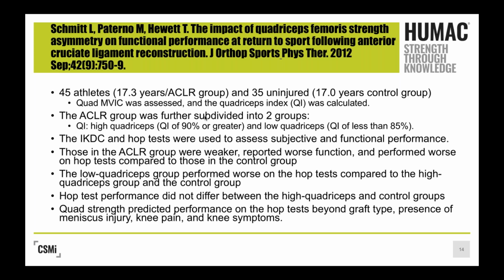The low quad group performed worse on the hop test compared to the high quad group and controls. But there was no difference on the hop test between the high quad group and the controls. So those who got that quad strength back did just as well on the hop test, the functional side, as the control group. Now, the ultimate finding here is that, again, quad strength predicts performance on the hop test beyond graft type, presence of meniscus injury, knee pain, and knee symptoms.